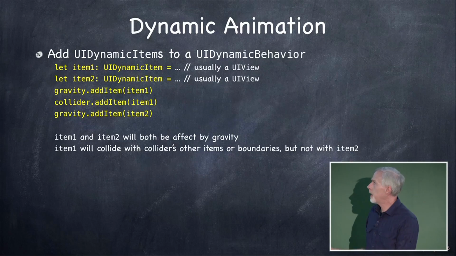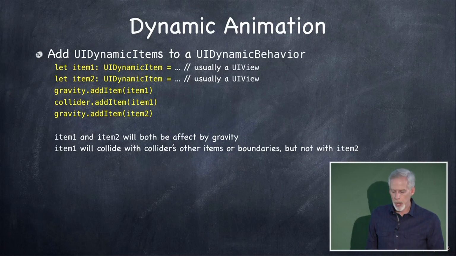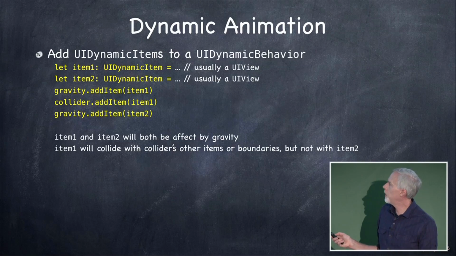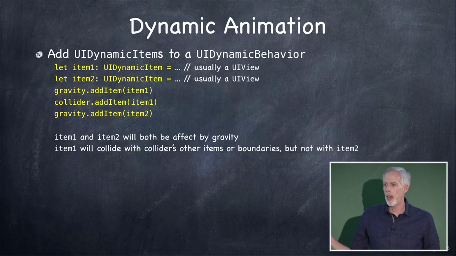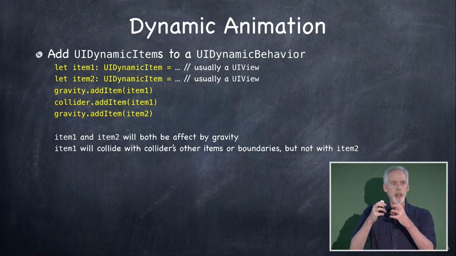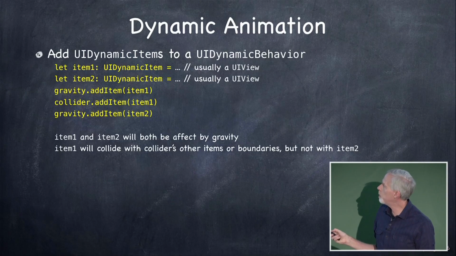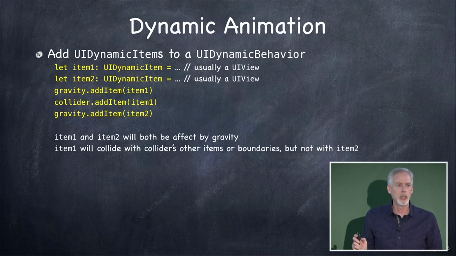And then you add the dynamic items to the behavior, and you do that with add item on the behavior. So gravity, add item, collider, add item, gravity, add item 2. Now, if you did these 3 things right here, notice that item 1 and item 2 would both be affected by gravity, because I added them to that. But notice that item 2 would not collide with item 1. If item 2 and item 1 came next to each other on screen, they'd pass right through, because they're not both being affected by the same collider.